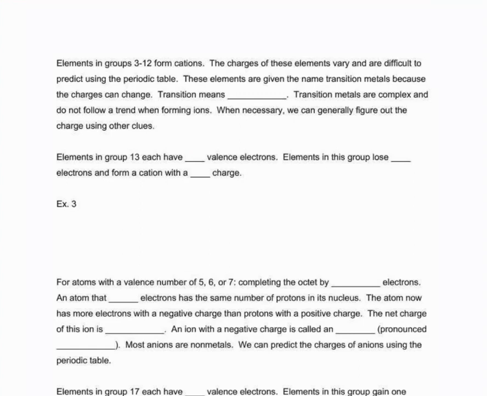So then we have elements in group 3 through 12. If you're looking at the periodic table, this is that big block in the middle. Elements in groups 3 through 12 form cations, but the charges of the elements vary, and it's difficult to predict using just the periodic table. So these elements are given a name. It's transition metals. It gives this the name because the charges can change. And transition means changing.